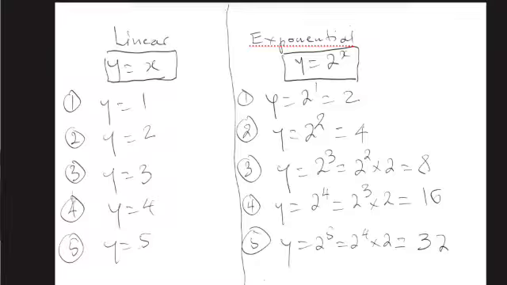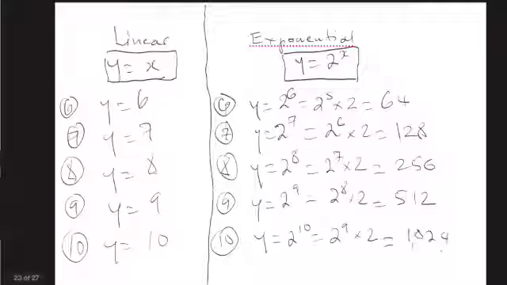On the exponential side, let's say at step 1, we have y equals 2 to the power 1, which is 2 already. Step 2, 2 to the power 2, we're getting 4. Step 3, 8. Step 4, 16. Step 5, 32. What are we noticing? A doubling at each step.